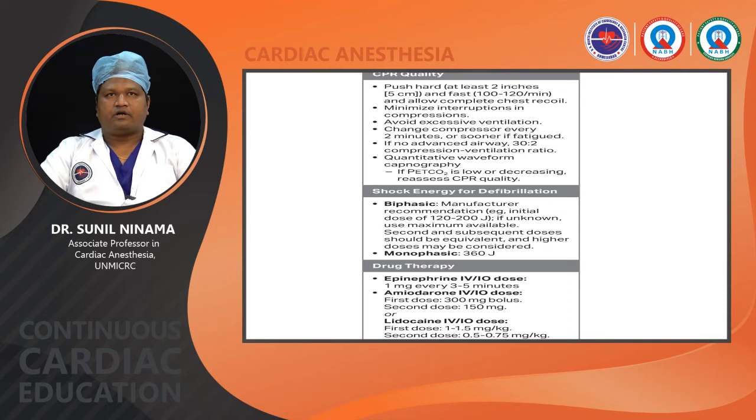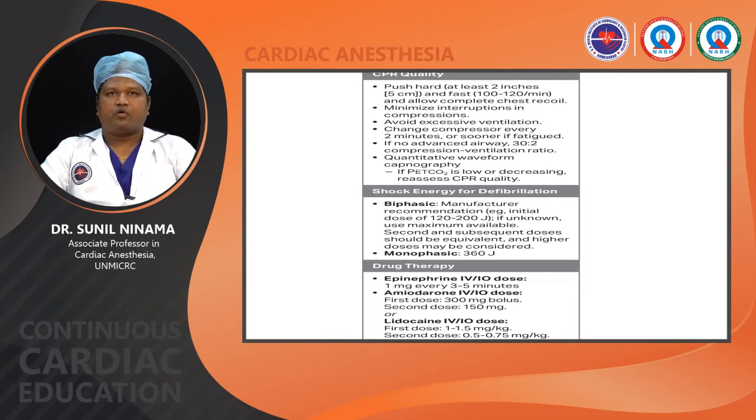This is the CPR quality, the push hard and push fast methods. In push hard, at least 2 inches or 5 centimeters, and push fast it is 100 to 120 per minute. Allow the complete chest recoil and minimize the interruption during the compressions. Avoid the excessive ventilations. Change the compressors every 2 minutes, or sooner if fatigued.